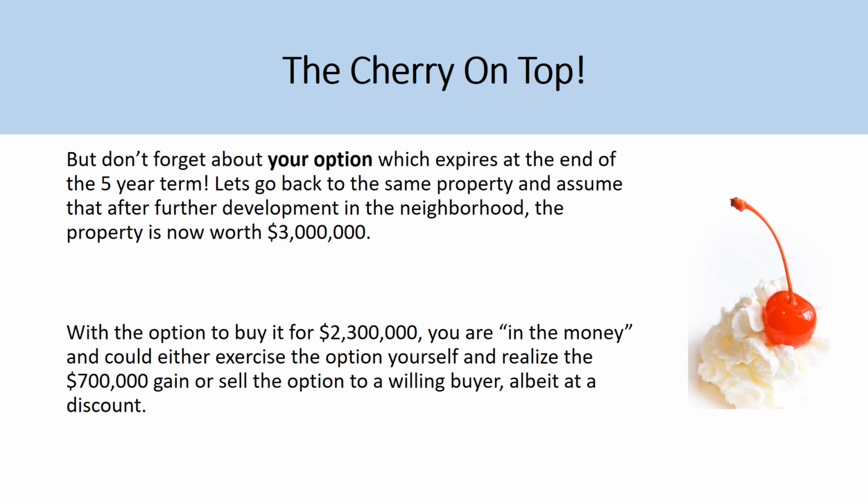So let's go back to the same property and assume that after further development in the neighborhood, the property is also worth $3 million in year 5. So with the option to buy for $2.3 million, you are now in the money and you could exercise the option yourself and realize the $700,000 gain, or sell the option to a willing buyer, albeit at a discount. That's another added benefit. It shouldn't be the core driver of profit in this respective case.